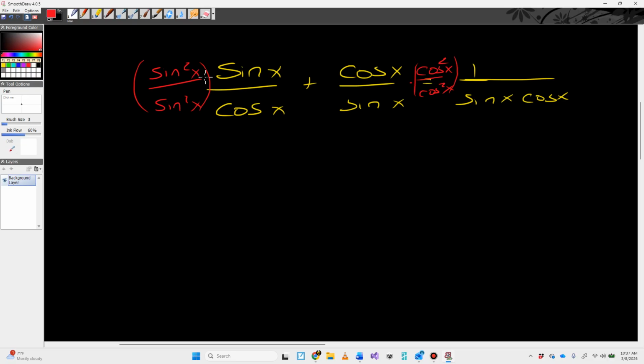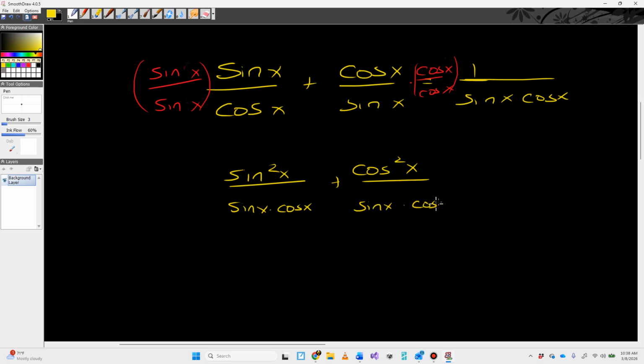Not sine squared x, it would just be sine x, cosine x over here, because what I'm trying to get is sine x, cosine x for my denominator. So now what do I get when I am done? If I multiply these two together, I get sine squared x. If I multiply sine x by cosine x, I get sine x times cosine x. If I multiply these two into each other, I get cosine squared x. And then that's going to be sine x times cosine x.